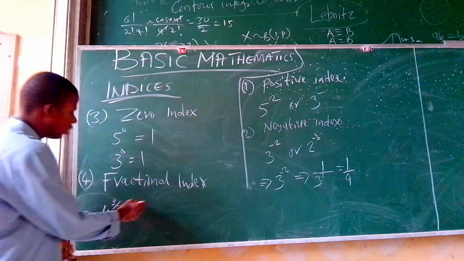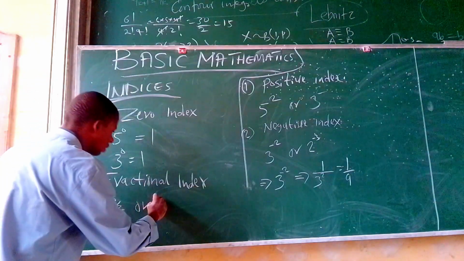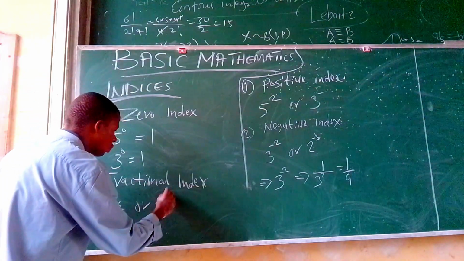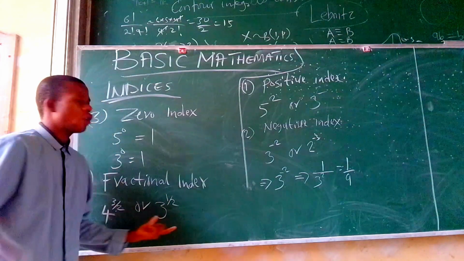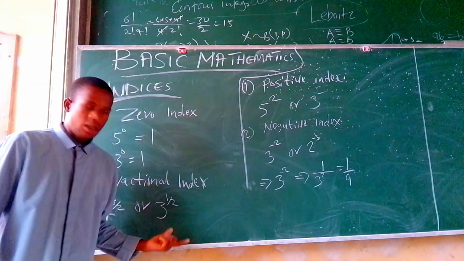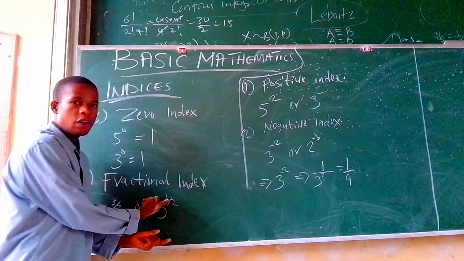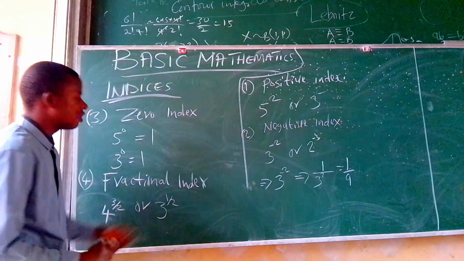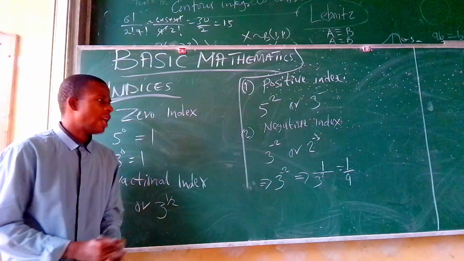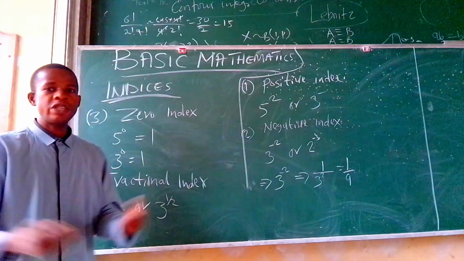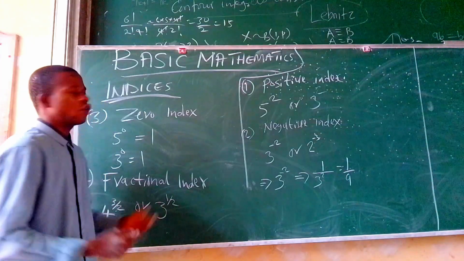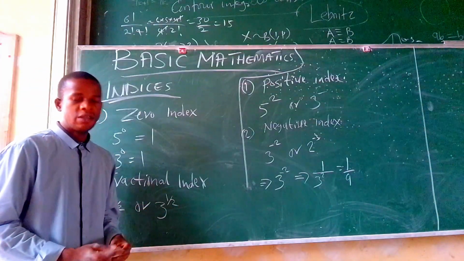So, in this case, this kind of indices is called a fractional index. You can also have something like 3 raised to the power of 1 over 2. It is also a fractional index, because the base is raised to a fraction. So this kind of indices is called a fractional index. Now we have already seen and considered the types of indices. Let's go down into the law of indices.